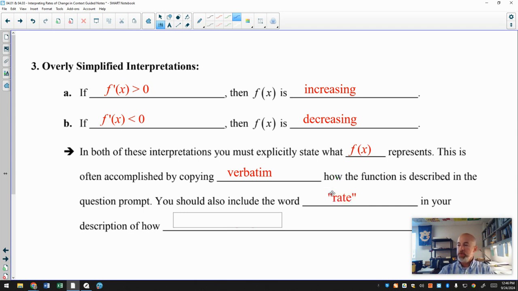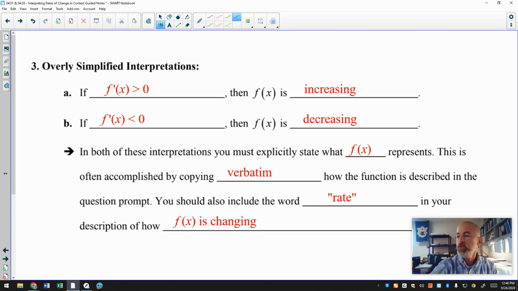When you are interpreting the derivative, like f prime of 4, you want to make sure you include the word rate somewhere in your description of how your function is changing, because derivatives do indicate a rate of change. And so we are going to make sure that we include the word rate in our answer. And I believe that is it for the general notes.